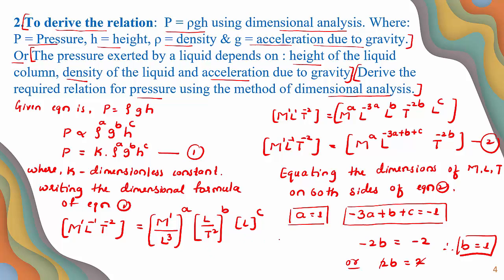Now I can solve that equation here, minus 3A plus B plus C equal to minus 1. Substitute the value of A and B here. Minus 3 into 1 plus 1 plus C equal to minus 1. Minus 3 into 1 is minus 3. Minus 3 plus 1 is minus 2, plus C equal to minus 1. C equal to minus 1 plus 2. So we got 1. So therefore C equal to 1. A equal to 1, B equal to 1, C equal to 1.